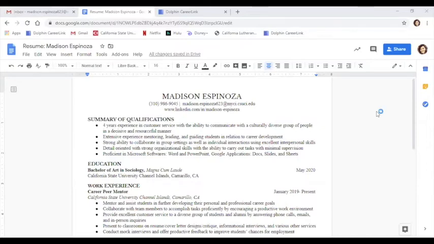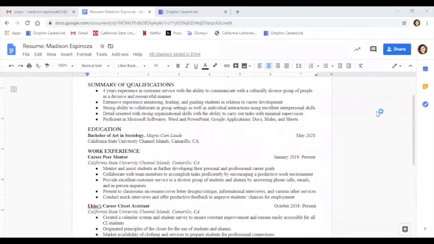Next, you have your education section. Everyone's education section is going to look somewhat similar but different because everyone's getting different degrees. For example, mine is Bachelor of Art in Sociology. I have my level of degree of honors on there. You don't need to have that on there though. Then I have my expected graduation date and where I'm getting my degree from, which is Channel Islands.